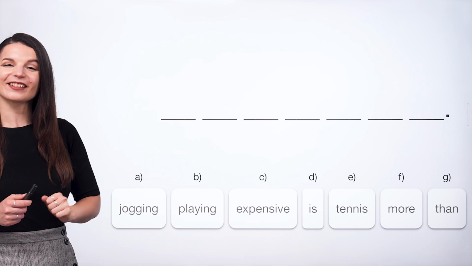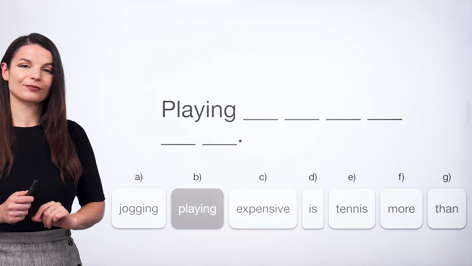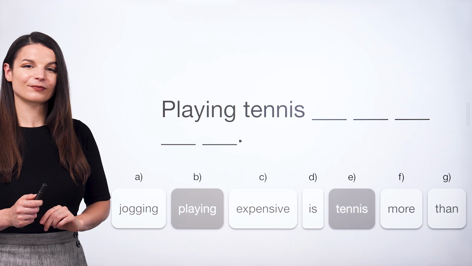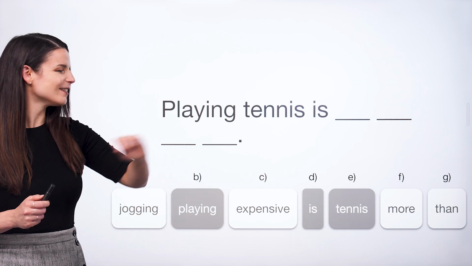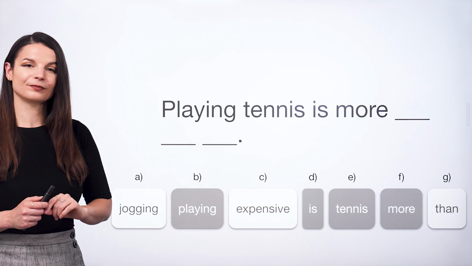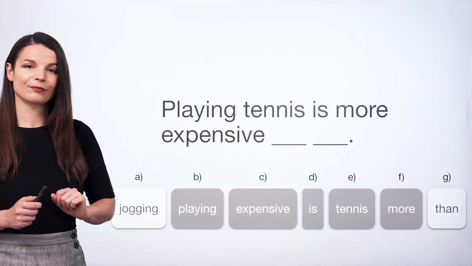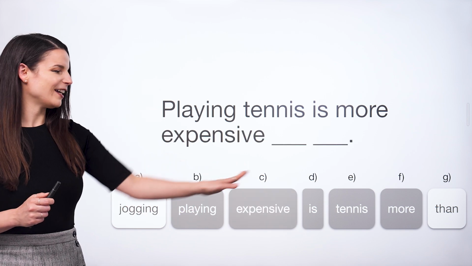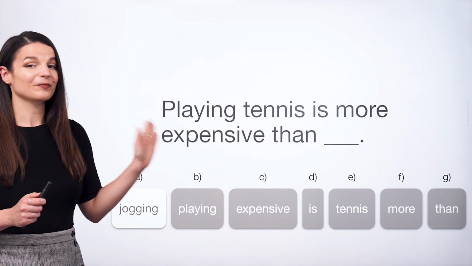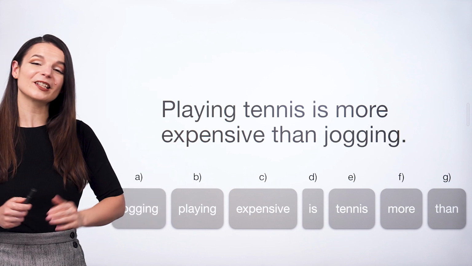Unscramble the words to make a sentence. Playing tennis is more expensive than jogging.